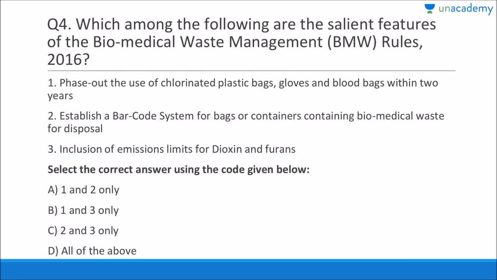Question number 4. Which among the following are the salient features of the BMW rules, that is Biomedical Waste Management Rules of 2016? Phase out the use of chlorinated plastic bags, gloves, blood bags within 2 years, that is correct. Establish a barcode system for bags or containers containing biomedical waste for disposal, so that is also correct. Inclusion of emission limits for dioxin and furans, so that is also correct. So answer here is D, all of the above.